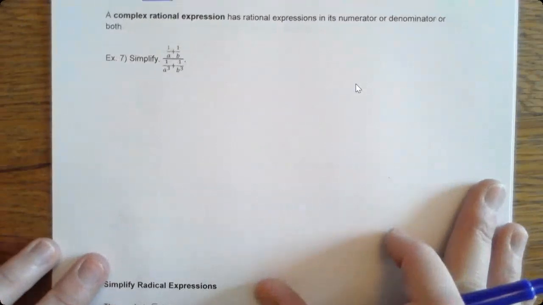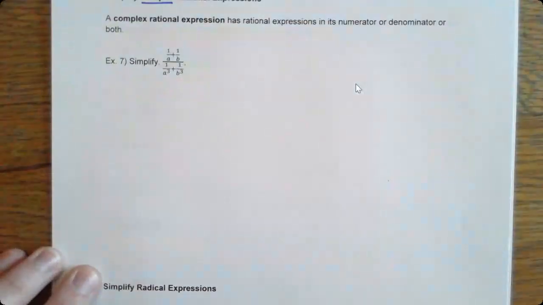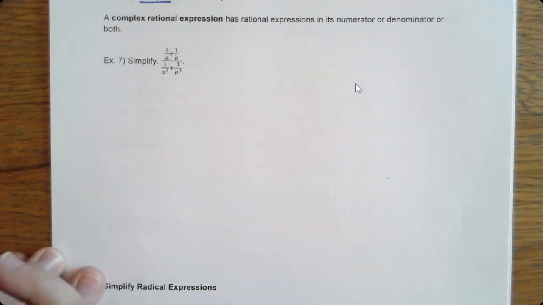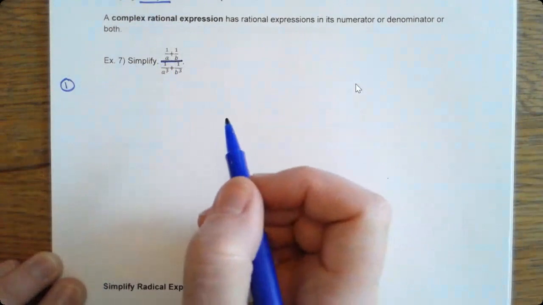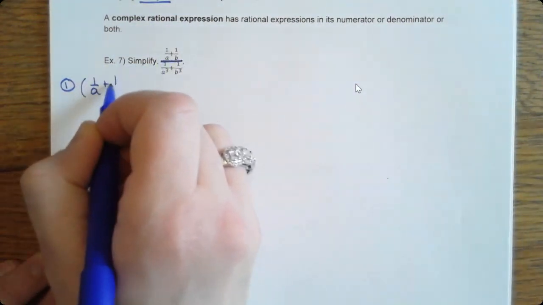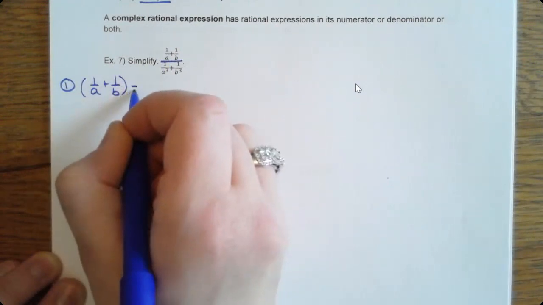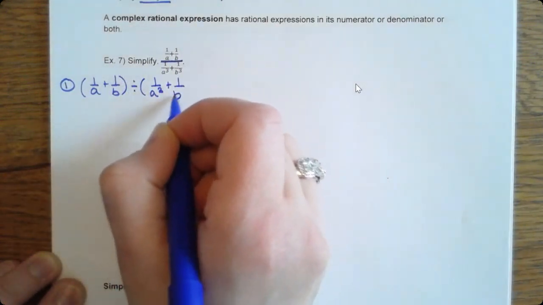Now, these ones are a lot more complicated because you have addition and subtraction as well. So I'm going to show you 2 different strategies that you can use here, and it's your choice which one you want to use. It doesn't matter to me. So the first strategy is exactly what I just showed you guys, just changing this right here to division and rewriting it. So you'd have the numerator is 1 over a plus 1 over b, and then you're going to divide that by 1 over a cubed plus 1 over b cubed.